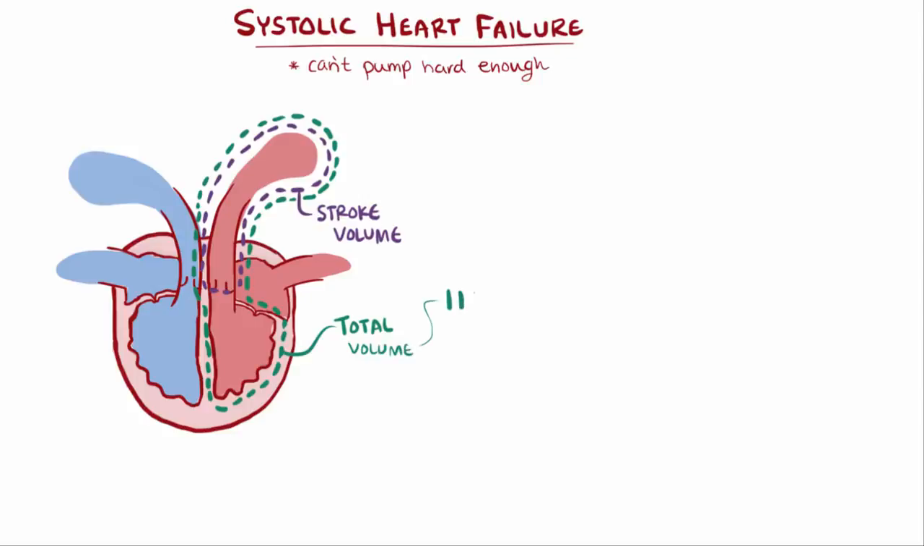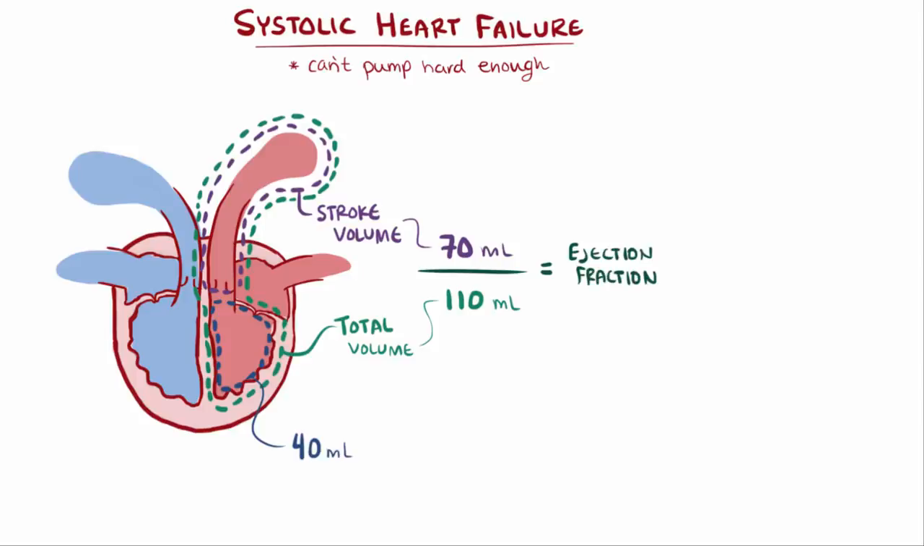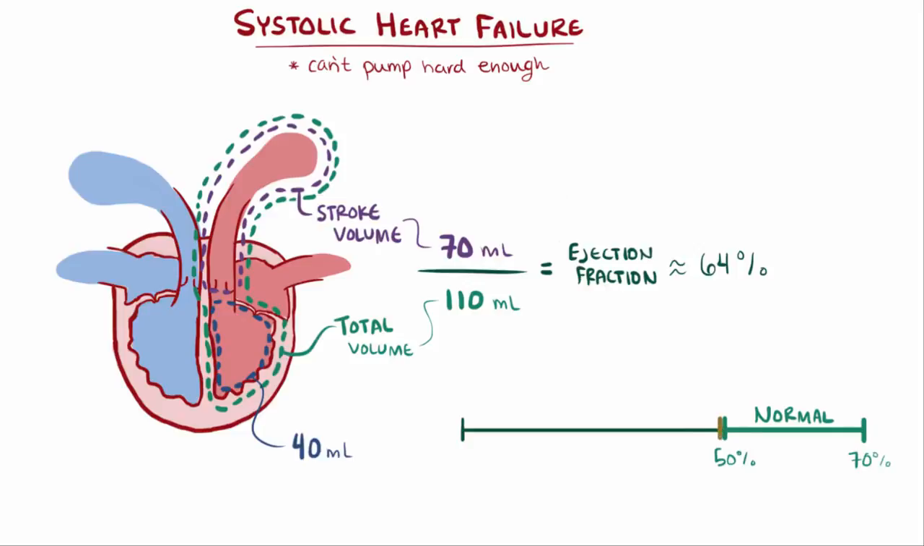The total volume might be closer to 110 milliliters, and 70 milliliters is the fraction that got ejected out with each beat. The other 40 milliliters kind of lingers in the left ventricle until the next beat, right? In this example, the ejection fraction would be 70 milliliters divided by 110 milliliters, or about 64%. A normal ejection fraction is around 50 to 70%. Between 40 to 50% would be considered borderline, and anything about 40% or less would indicate systolic heart failure, because the heart's only squeezing out a little bit of blood each beat.